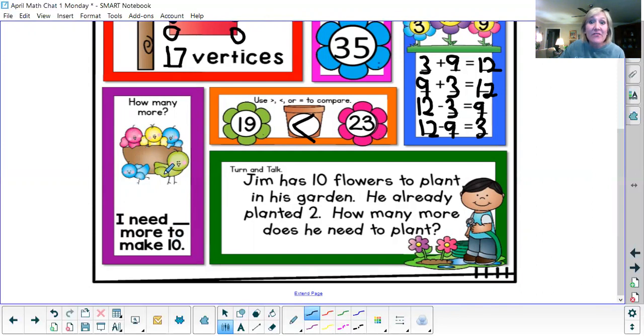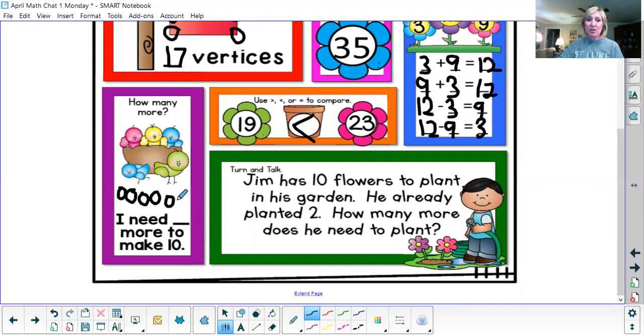So I have 5, so that's the number I put in my head, 5, and we're just going to keep on counting until I get up to the number 10. So let's go. 5's in my head, 6, 7, 8, 9, 10. Okay, I made it to 10.